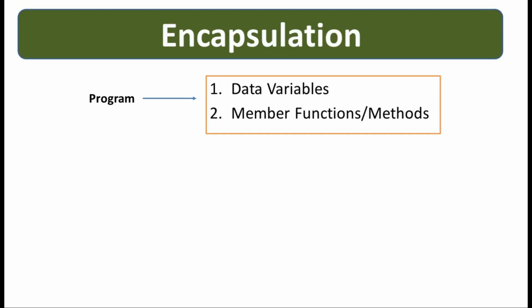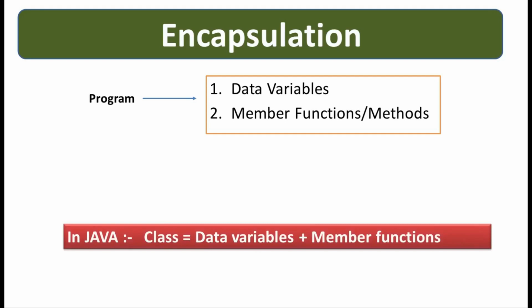Now coming to the formal definition of encapsulation. It is the process of combining data variables and member functions. In other words, wrapping data variables and member functions together. In Java, we achieve encapsulation using class. Class is a combination of data variables and member functions. In whatever the programming languages, if there is no class, means there is no encapsulation.